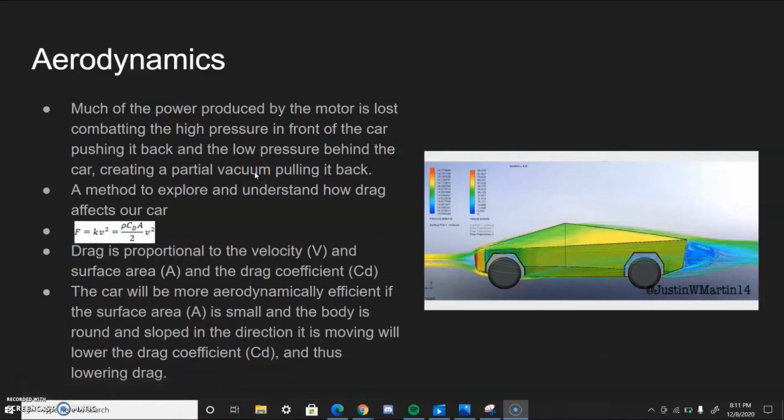So now let's just talk about some additional research we did. So we did some research into aerodynamics, and we found that when the car moves, it pushes on the air, so the power produced by the motor that propels the car forward is repelled with air resistance. We can minimize the amount of air resistance by designing the car in a way where the air slides up the car instead of encountering it head-on.